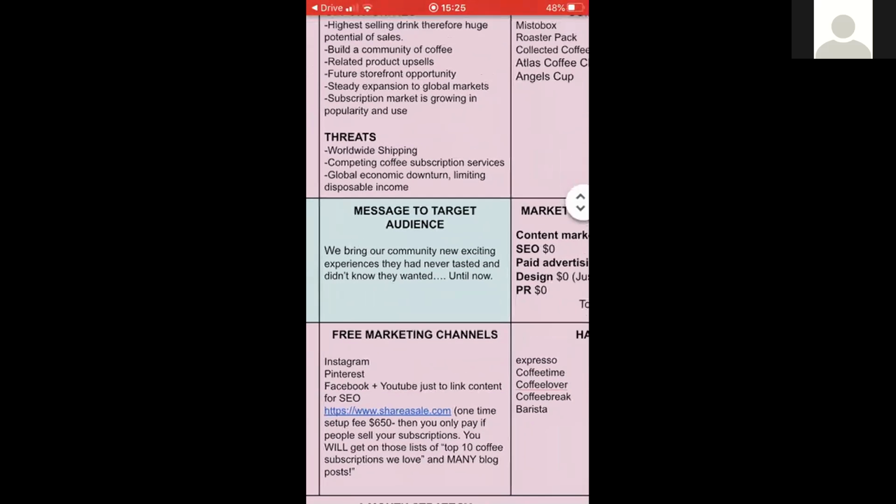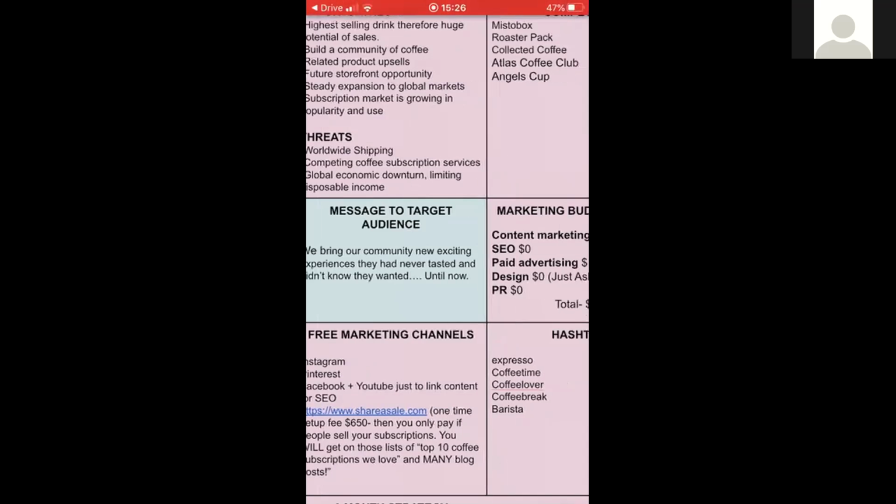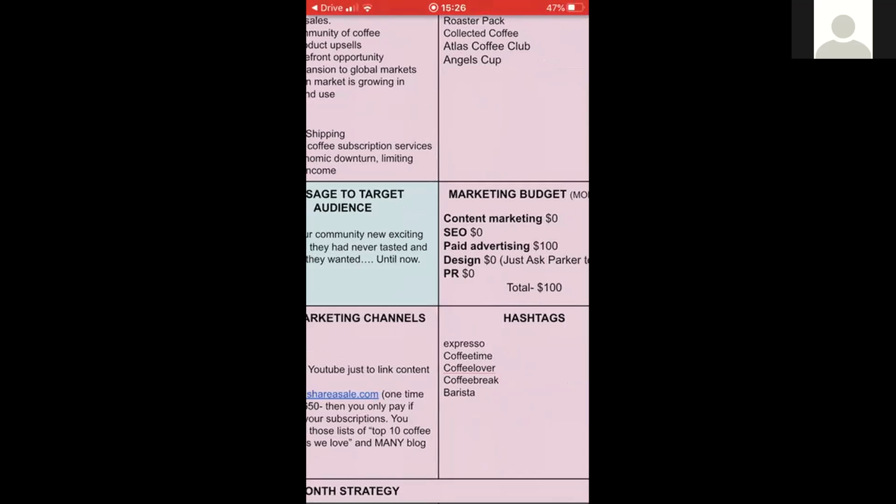The next one is message to market. I'll give you guys a copy of this so you can have the template and you can look through and get an idea for your own business. So this is the message that you want to get across, the key words that you want people to know about your business. What is making your business different from every other business out there? How are you helping those people?